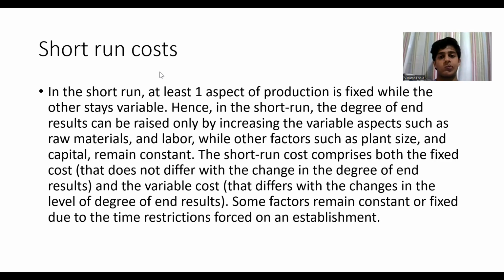They might be one-markers on costs as well, asking the formulas of average cost or the definitions of short-run cost. Short-run cost comprises both the fixed cost that does not differ with the change in degree of end results and the variable cost. Can you just send me these definitions because they're not there in my notebook?